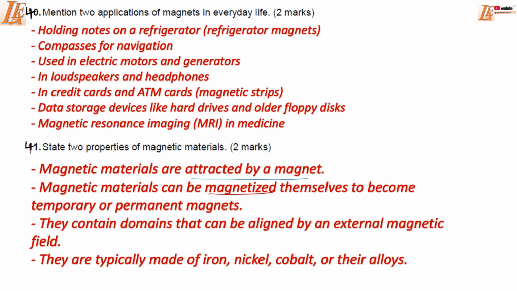Then another property is that they contain domains. We are going to discuss this one in detail. They contain domains that can be aligned by an external magnetic field. A domain is a small magnet which gives a magnet its properties of North Pole and South Pole. Then the fourth one is that they are typically made of iron, nickel, cobalt, or their alloys. So for you to have a magnetic material, it's either iron, nickel, cobalt, or the alloys of these metals, like steel and many other alloys.